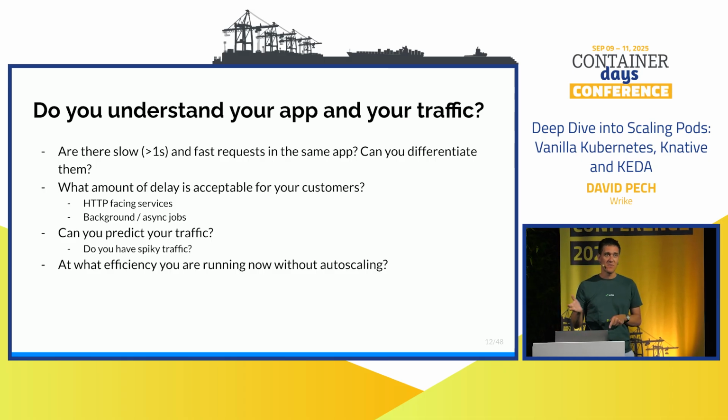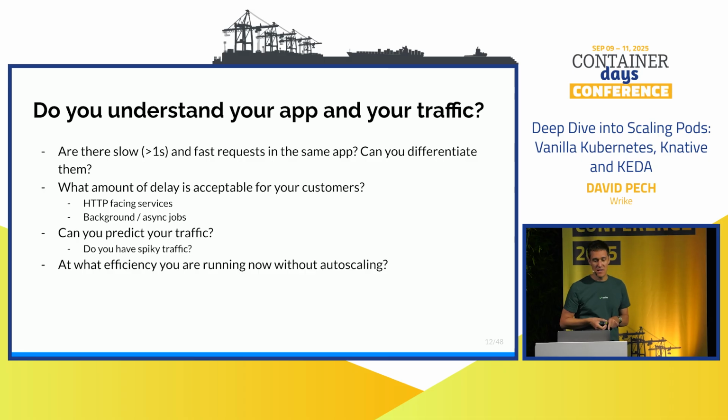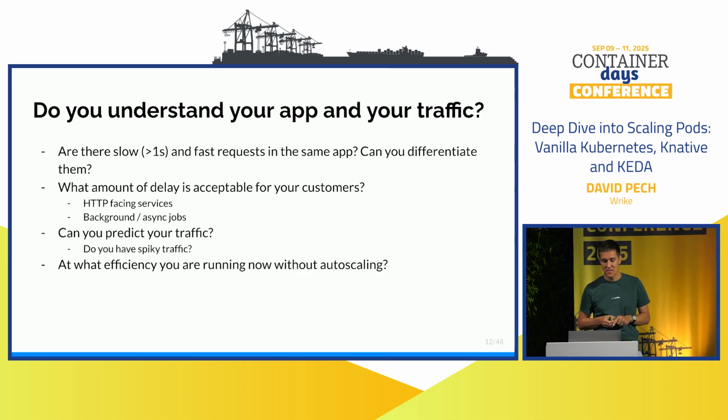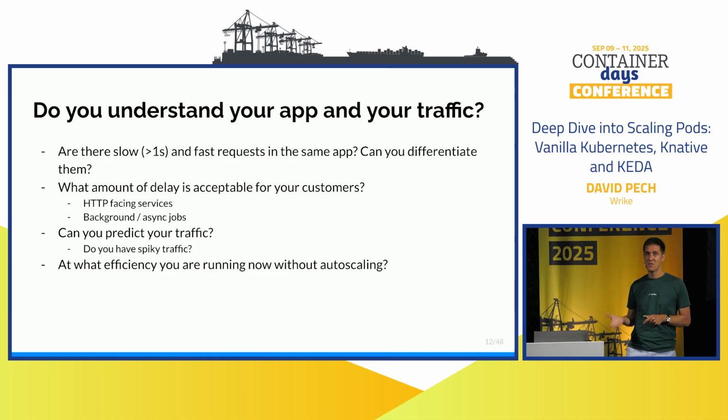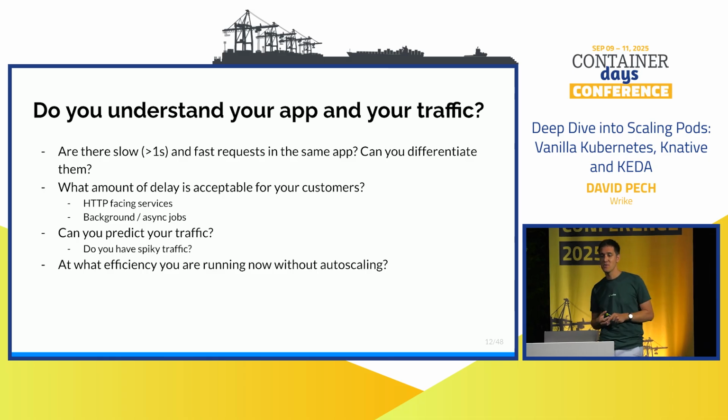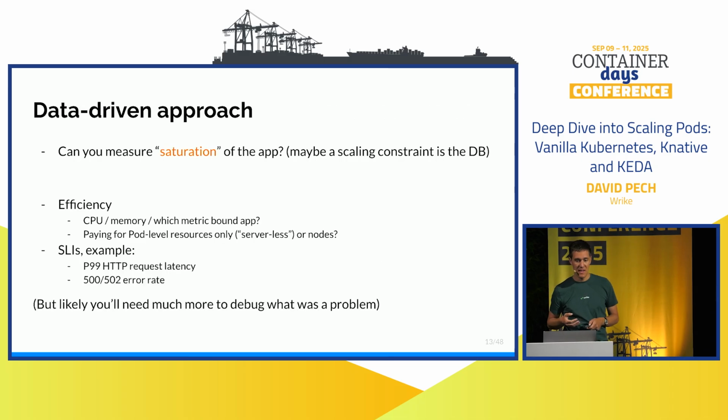Do you have spiky traffic? We typically do, at least for the customer-facing services. And this is yet another challenge. It all boils down to the question: what is your current efficiency? If you have a cluster already, and I guess that most of us do, we don't run a single application, right? For the applications we'd like to scale, what is our efficiency and what can we really achieve there?